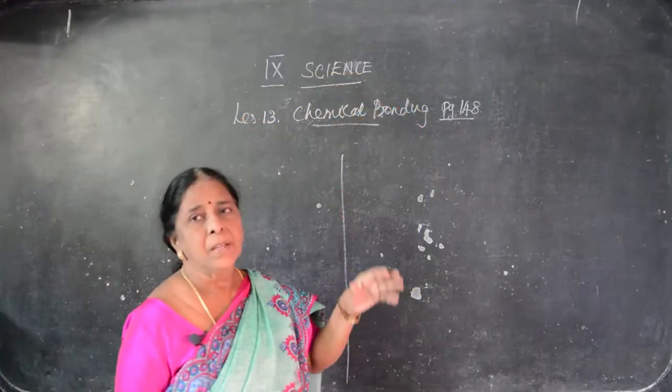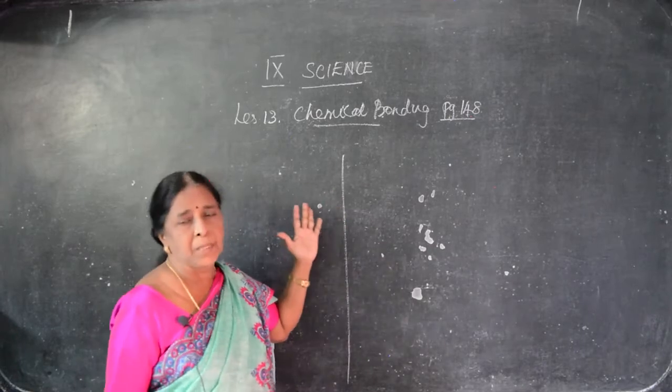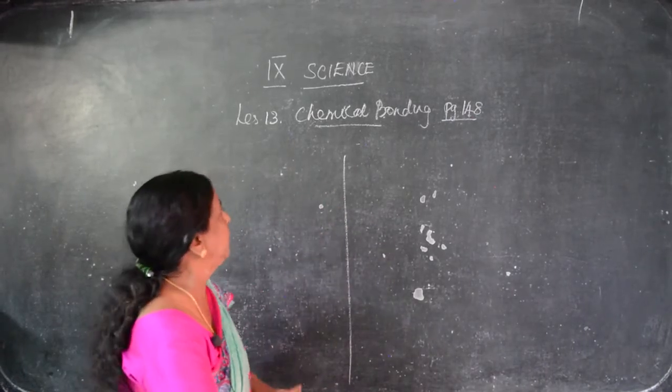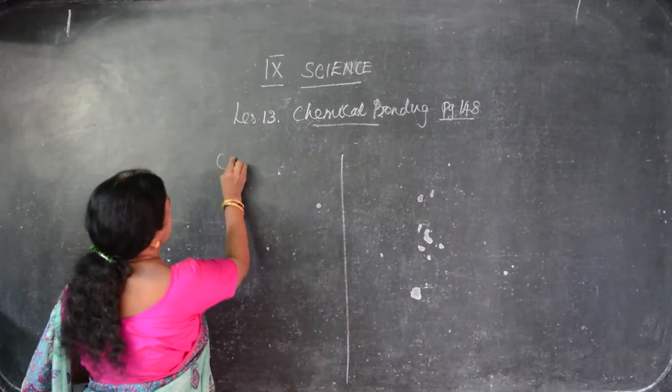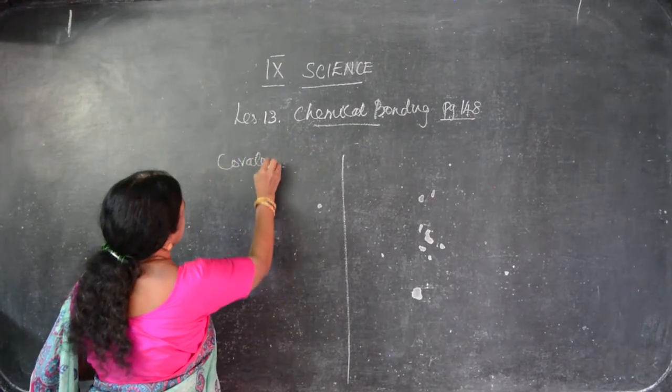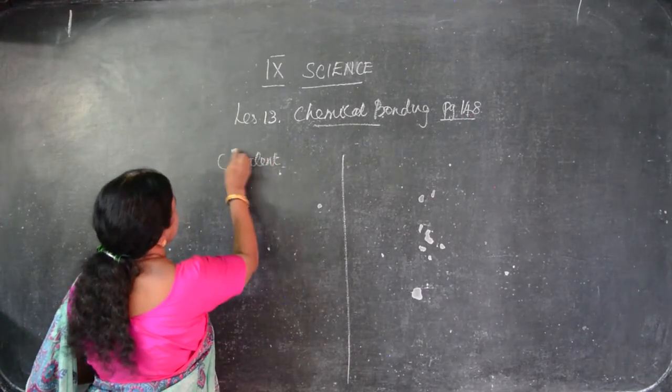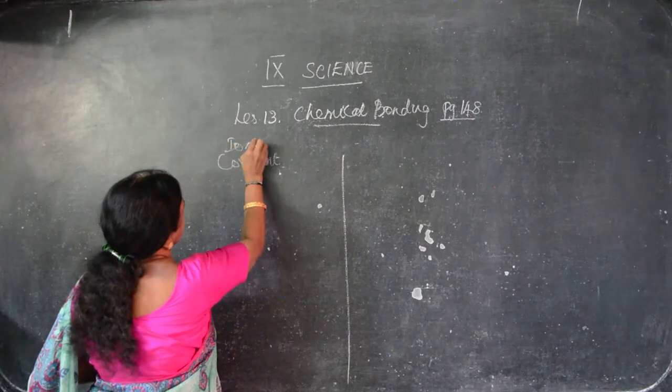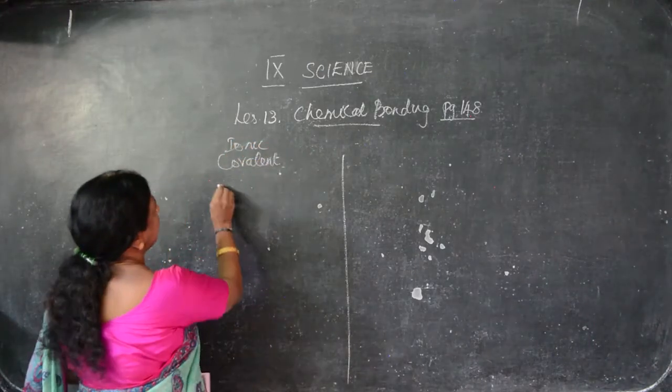Good morning, children. Already we have started the lesson in chemical bonding. There are three kinds of bond we have seen already. One is covalent, the other one is ionic, and the third is coordinate covalent.